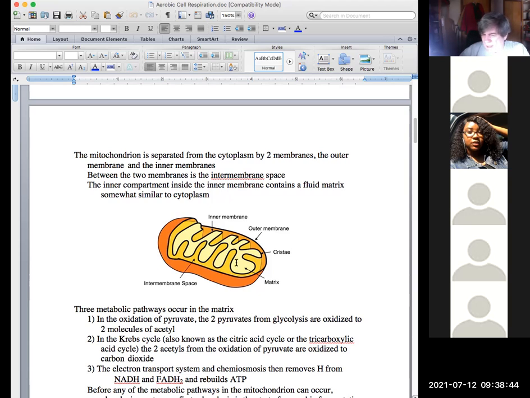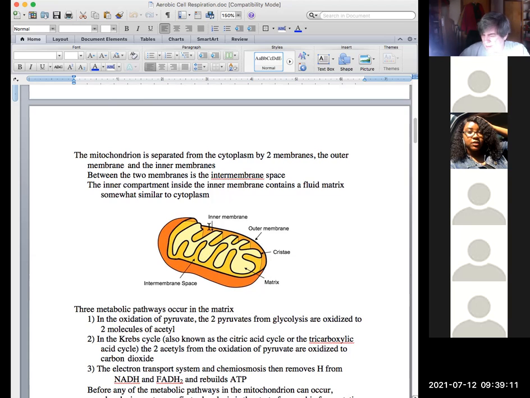So remember that a mitochondrion was separated from the cell by two membranes. The outer membrane is this dark orange. Notice that a lot of the dark orange has been cut off so that we can see inside the mitochondrion. So that's our outer membrane. The inner membrane is this kind of black squiggly line.